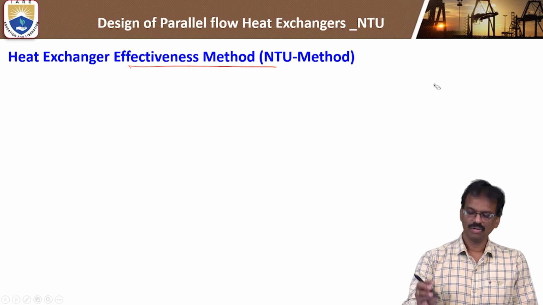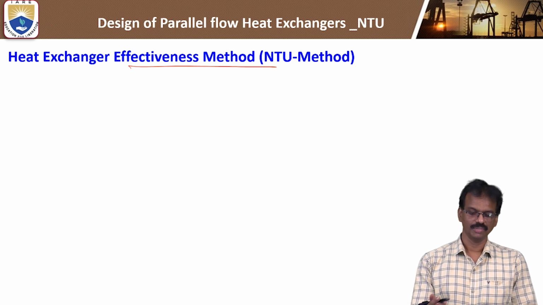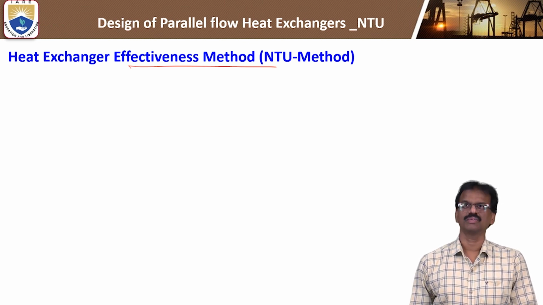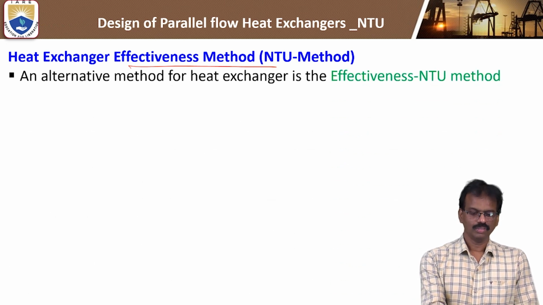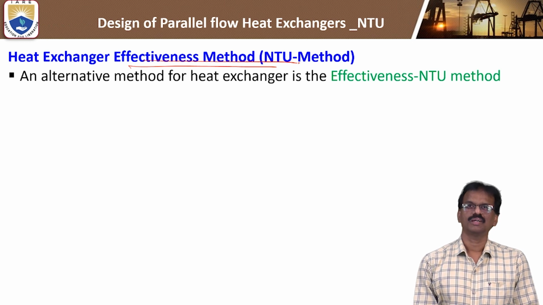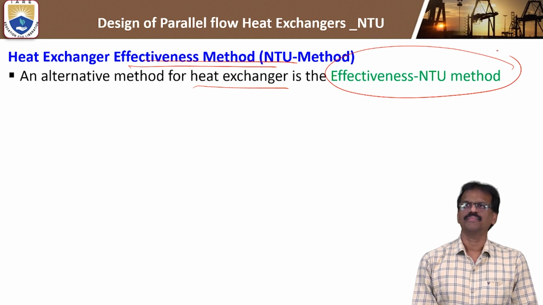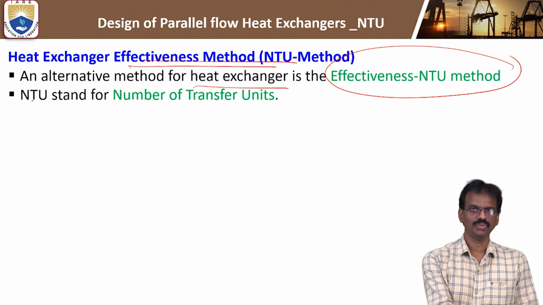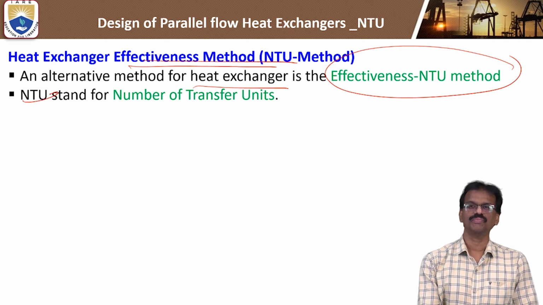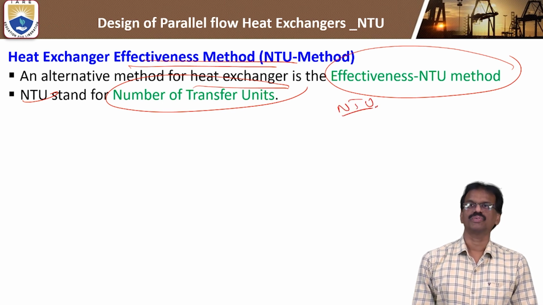You know that we already have the LMTD method, so why do we have to go for another method? There is some drawback in the LMTD method, and we'll see that. The effectiveness method is the alternate method for the heat exchanger, simply called the effectiveness NTU method. NTU is nothing but the number of transfer units.